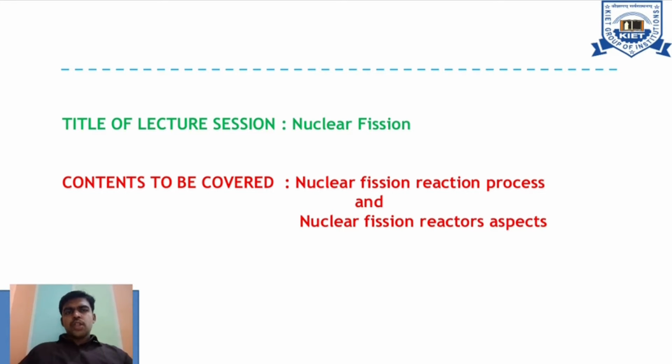So, nuclear fission aspects: many processes happen in the form of nuclear energy, as well as the reactions and the chain reactions. Likewise, nuclear energy has interlinkages with the reactor aspects. So in this video session we are going to discuss how the reaction process works and how the reactor works according to the nuclear fission aspects.